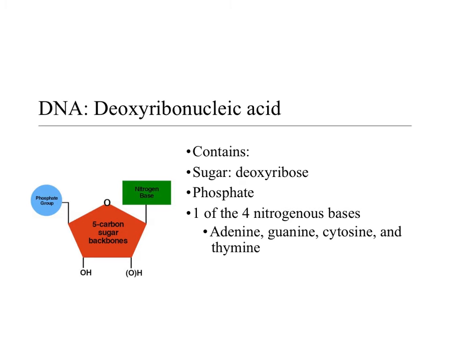So DNA stands for deoxyribonucleic acid. Go ahead and write that in your notes. Deoxyribonucleic acid. And it's still going to follow the same order of the nucleotide. So there's still going to be the 5-carbon sugar. This time it's deoxyribose. There's still a phosphate group. And then there'll still be one of the 4 nitrogenous bases. When it's DNA, the nitrogenous bases are adenine, guanine, cytosine, and thymine.